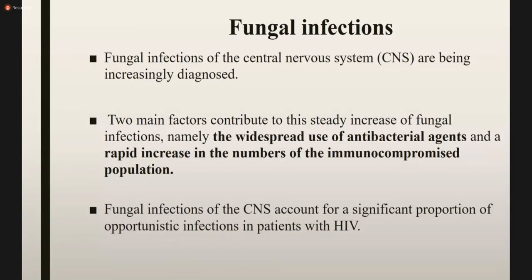Now, the second most common type of chronic infections are fungal infections. These infections are being increasingly diagnosed. There are two main factors that contribute to this steady increase of fungal infections: the widespread use of antibacterial agents, and also the rapid increase in the number of immunocompromised populations. These are the two main factors. And fungal infections of the CNS account for a significant proportion of opportunistic infections in patients with HIV.